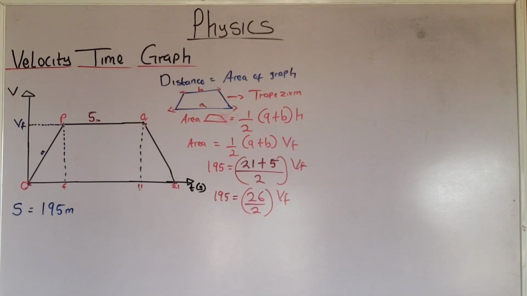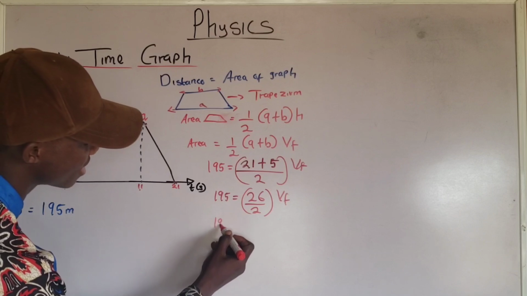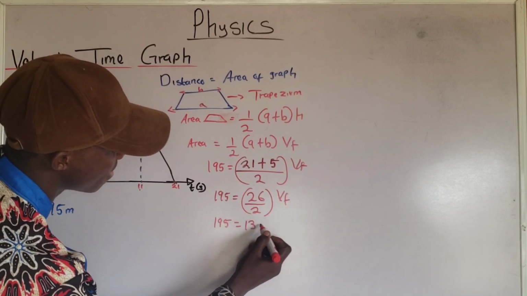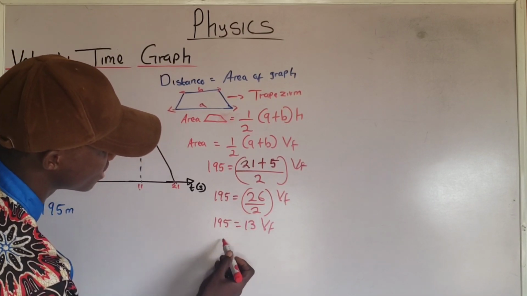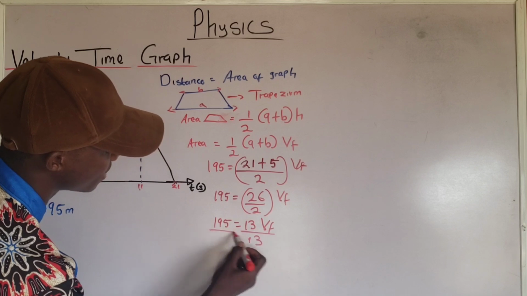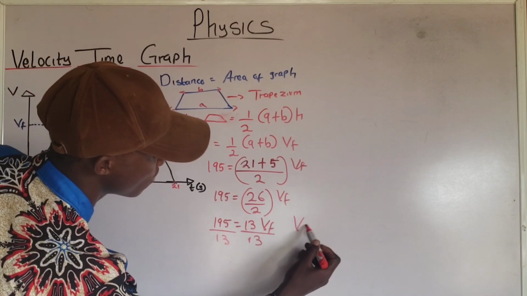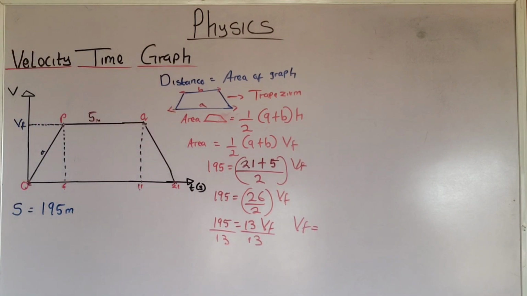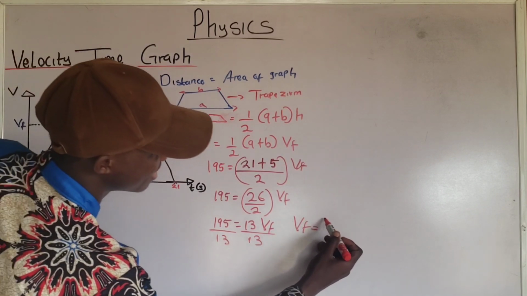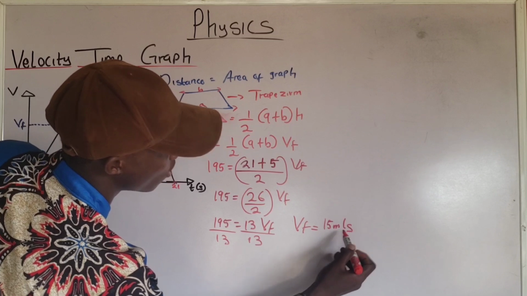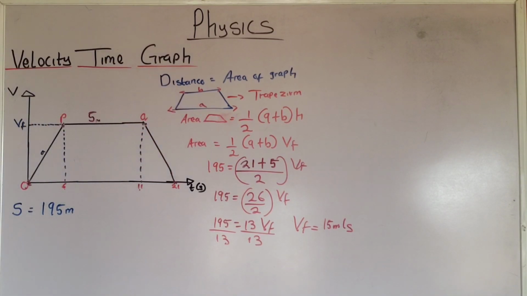Now, 26 divided by 2 gives us 13. So I'm going to have 195 is equal to 13 multiplied by final velocity. So divide by 13 to get the final velocity. The final velocity is equal to 195 divided by 13. That will give us 15, okay? That means 15 meter per second because velocity is measured in meter per second.